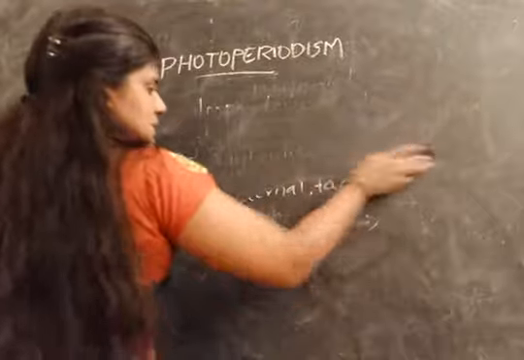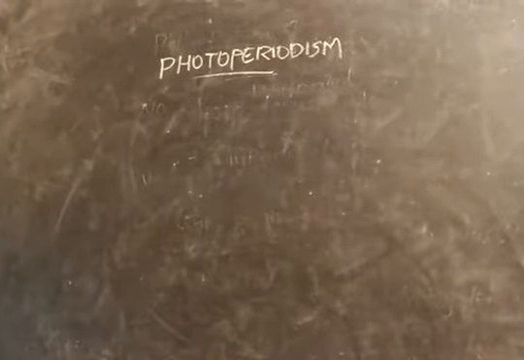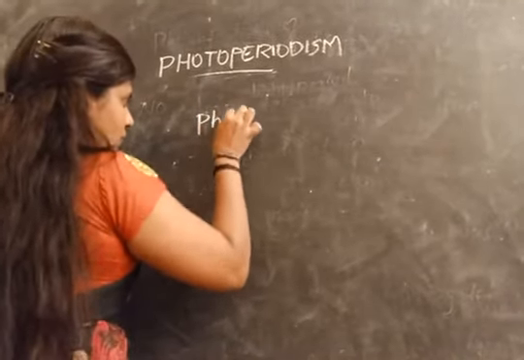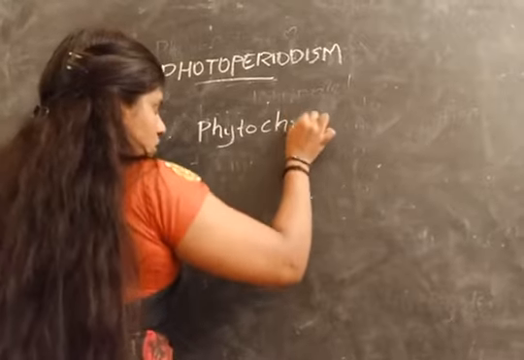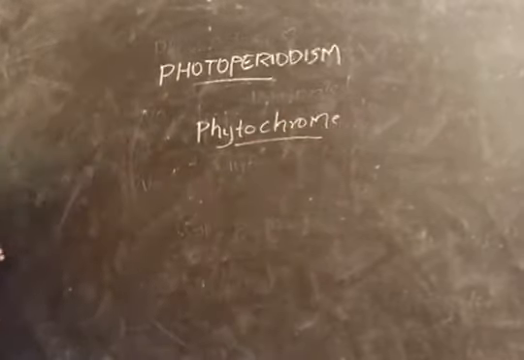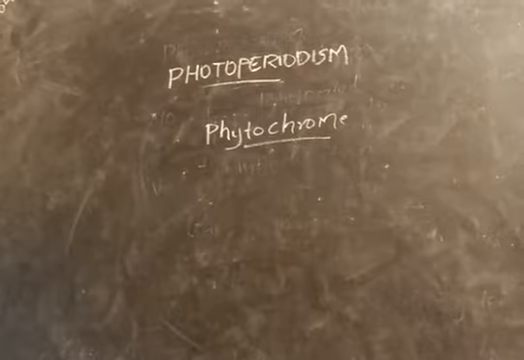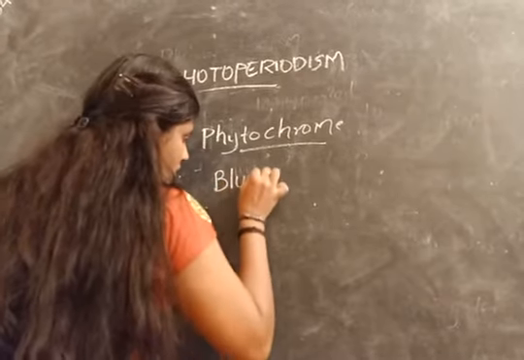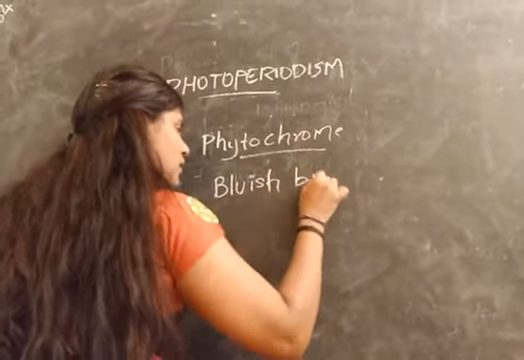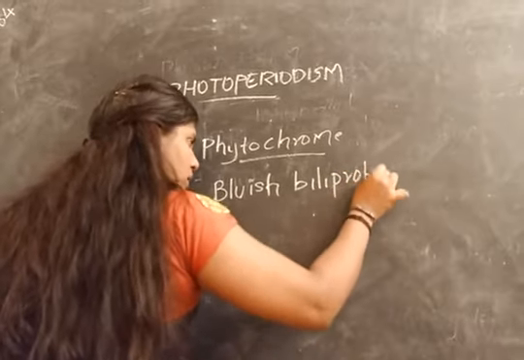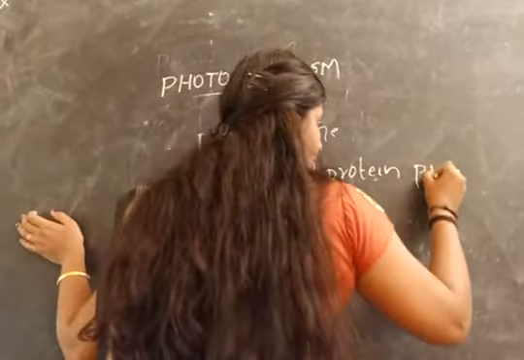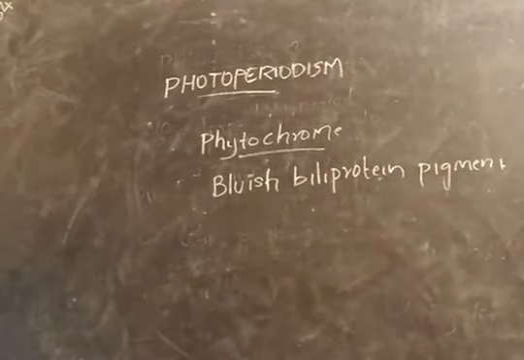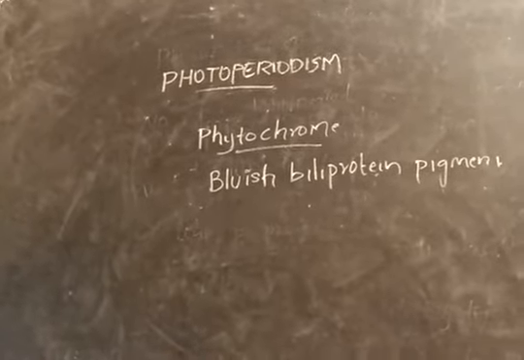Now we can discuss what is phytochrome. Phytochrome is a bluish biliprotein pigment, and it is responsible for the perception of light in photophysiological processes.